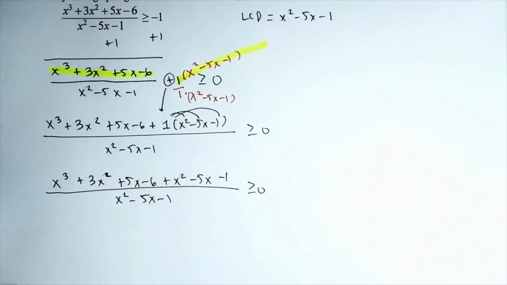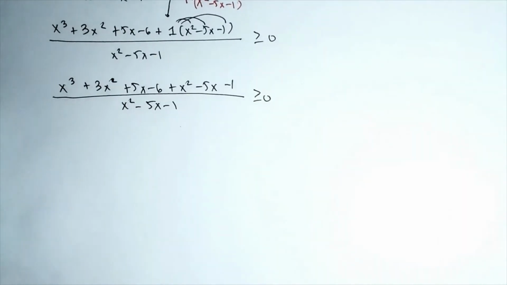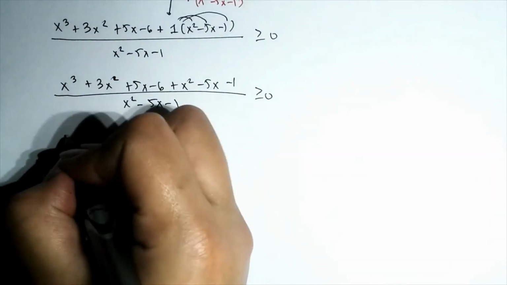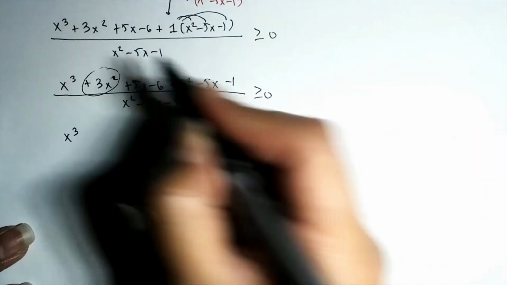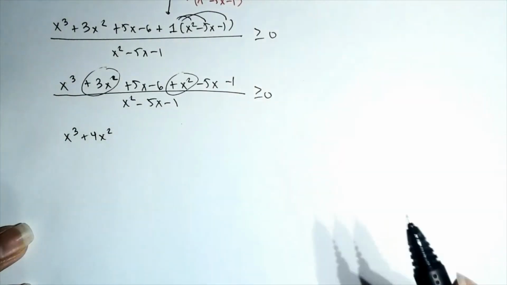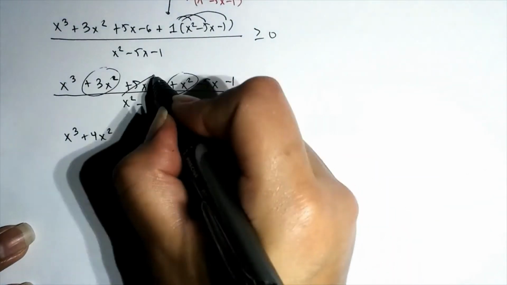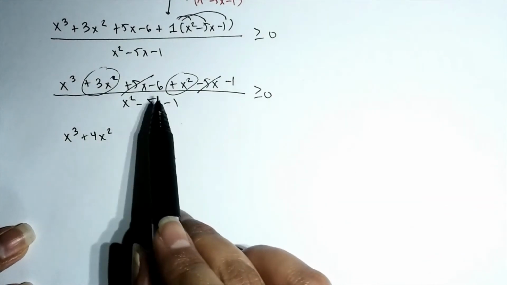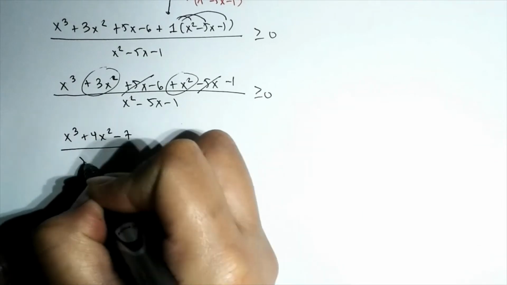Again, we do have 0 on one side and a single fraction on the other, but we have to clean up that fraction. When we combine like terms, there's only one cubic term, or one term of degree 3. When we combine the squared terms, 3x squared plus x squared gives us 4x squared. When we combine the x's, 5x minus 5x, oh that's nice, gives us 0, one less thing to look at. The sum of the constant terms, negative 6 and negative 1, gives us negative 7, and the denominator was already good to go.